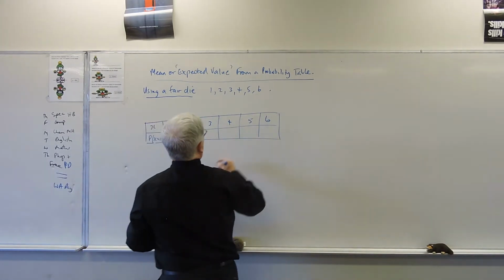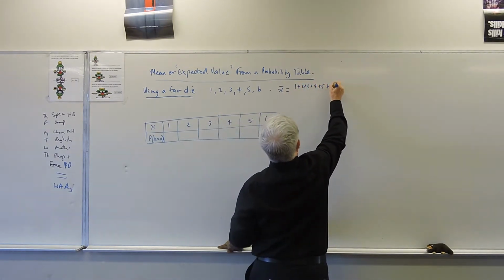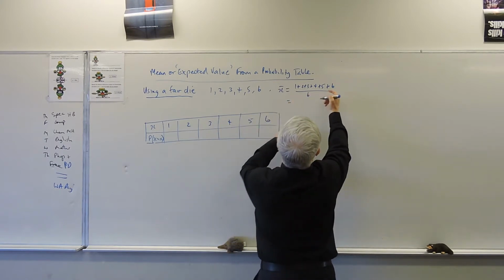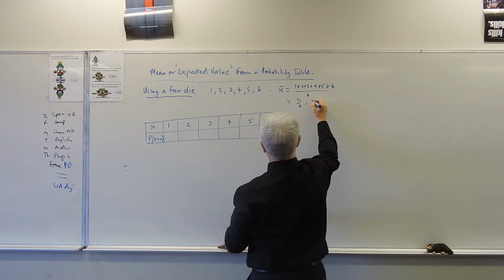How do you do it properly? The mean is 1 plus 2 plus 3 plus 4 plus 5 plus 6, over 6. So what have we got? We've got 21 over 6, which is 3.5.